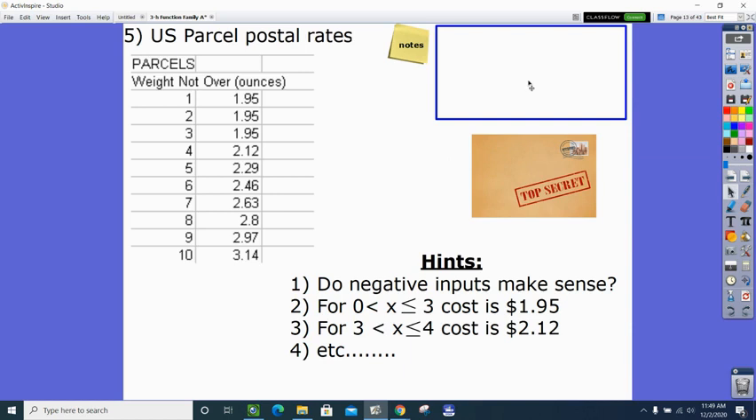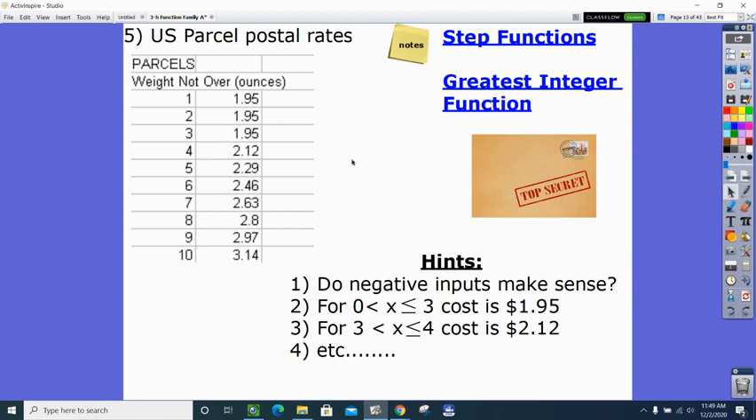So my first question would have been, you know, what function is this? And it is a step function, which does get connected to the greatest integer function, although this time they're not integers. You know, the numbers are integers. It's still that same idea.